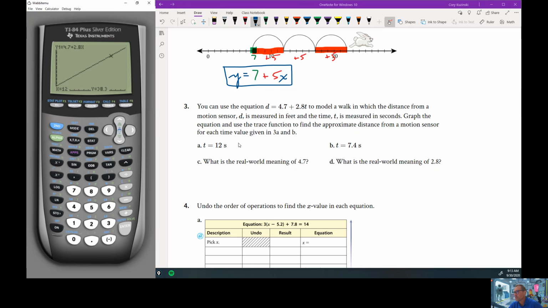So 38.3, and that's meters. And 7.4 gives us 25.42 meters.